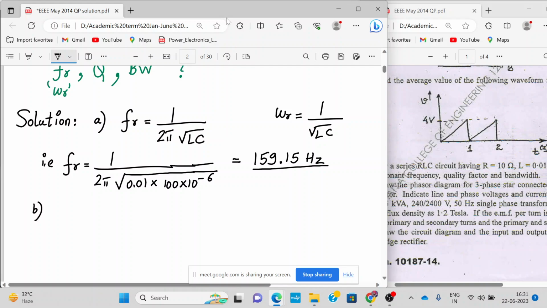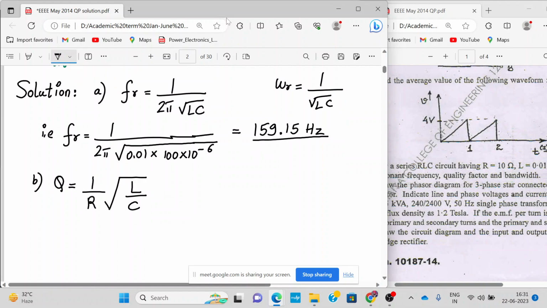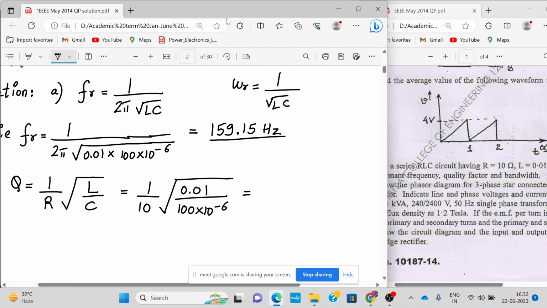Next, we should calculate the quality factor. Now the quality factor is given by the formula for a series RLC resonance circuit. So these are some standard formulas: 1 upon R square root of L by C. Please substitute the values over here and let me know the answer. I'll wait. Only thing is you have to work with your calculator very well. You cannot make a mistake over here because it will cost you dear marks.